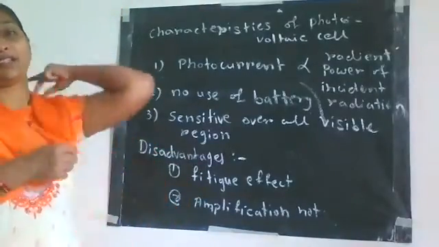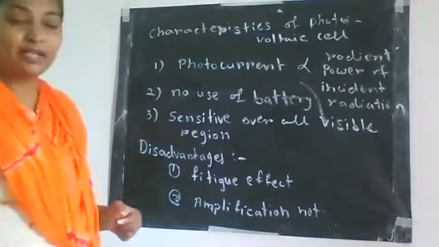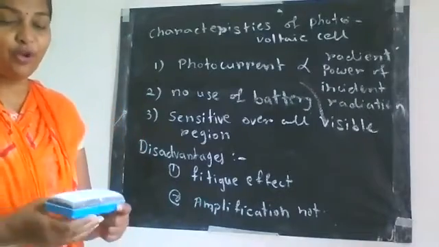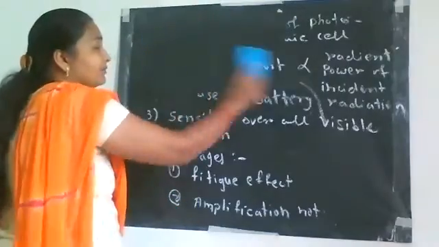Then the next type, the second type of detector that we have to discuss today, is the phototube, also called the photoemissive tube. So I am going to draw this.